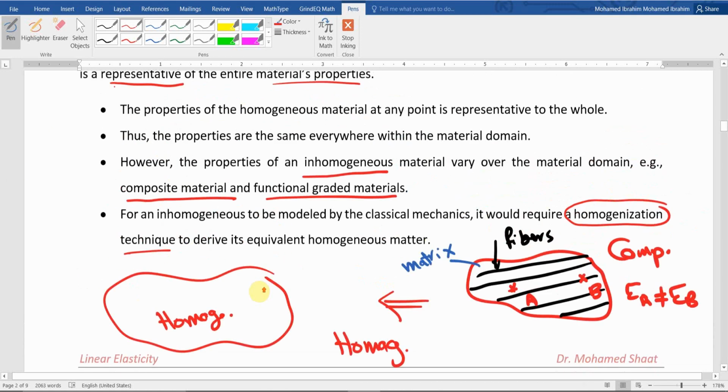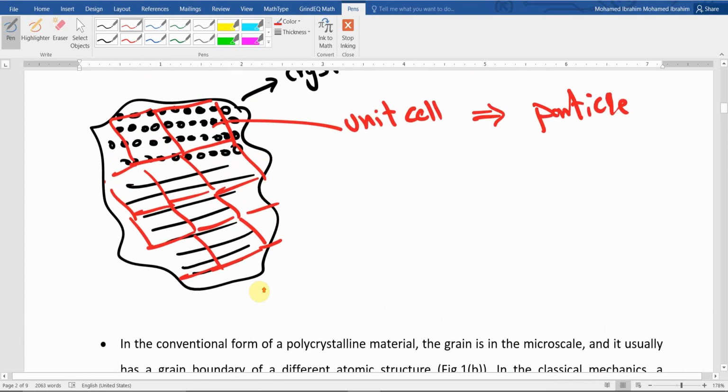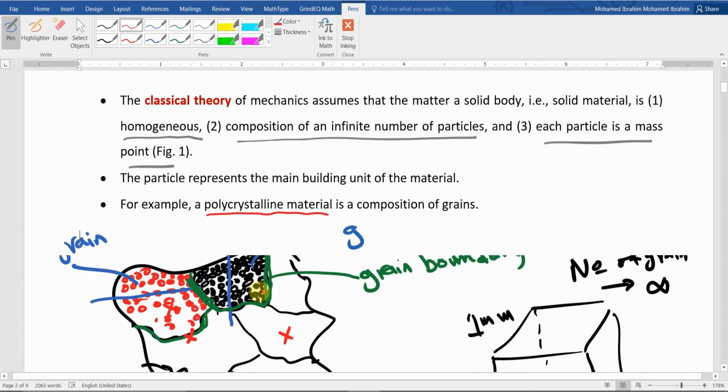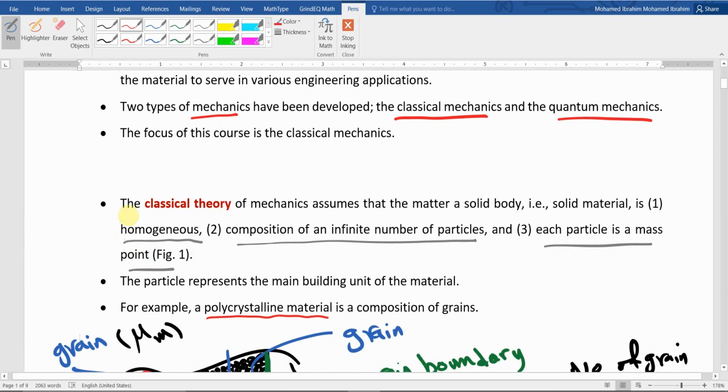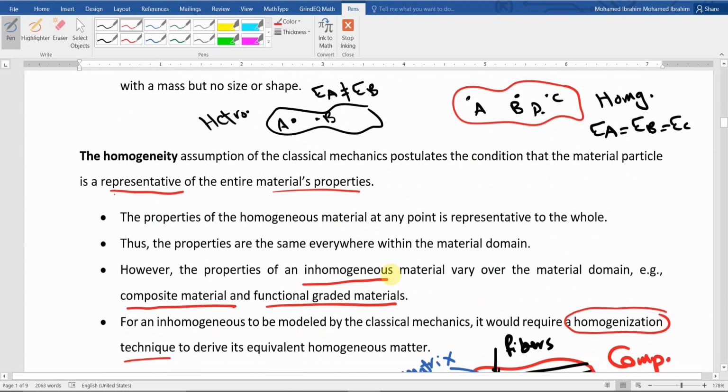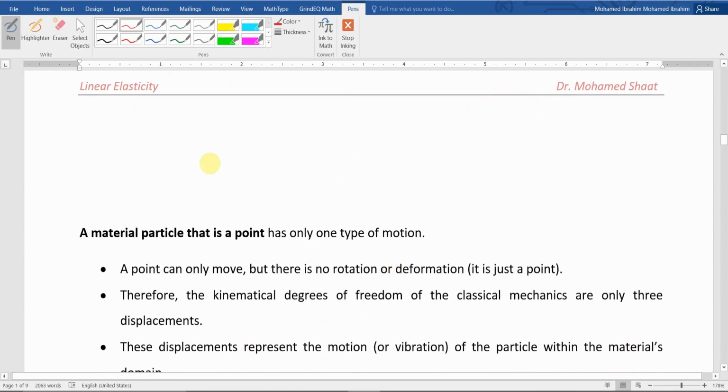Make sense? So again, the classical mechanics that we're already using and going to use through this course depends on three main assumptions. These are that the material should be homogeneous, and that the material is a composition of an infinite number of particles, and these particles should represent the main building unit of the material, like the grain of a polycrystalline material. Another point here is that the particle is a mass point: this main building unit of the material should be a point. So what does this mean? A point, in terms of geometry, means that it should be infinitesimal, very small in size.